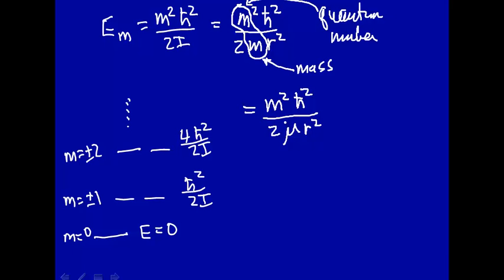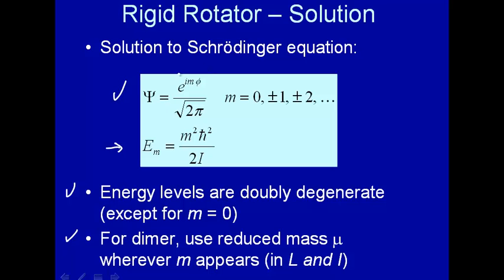Okay, so with that, I think we've pretty much explored what the solutions to the Schrodinger equation for a rigid rotator are. Here they are in summary. Our first wave function with an imaginary number. Well, that's kind of interesting. And also the energy goes as m squared, where m is an integer, not to be confused with mass.